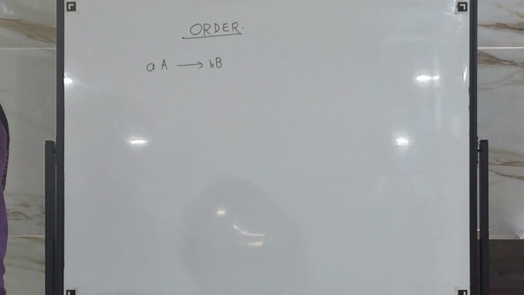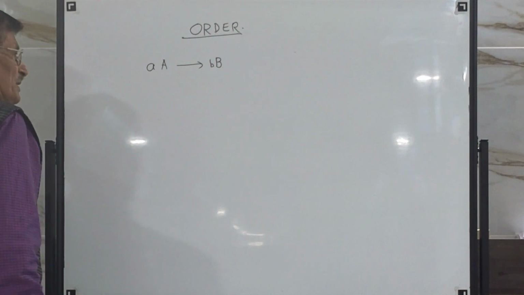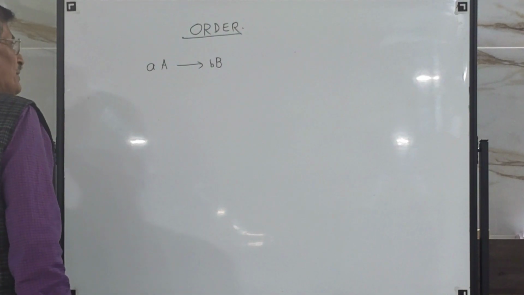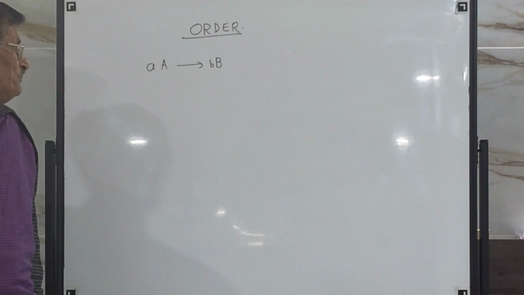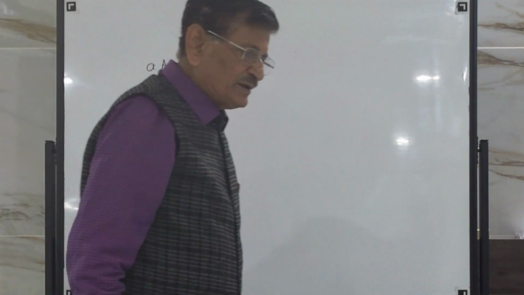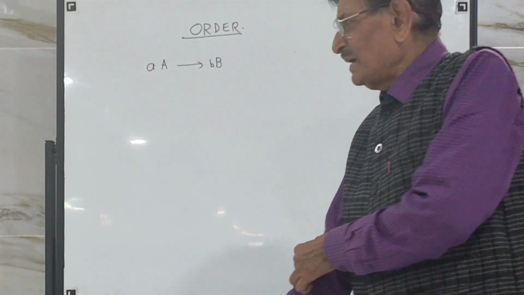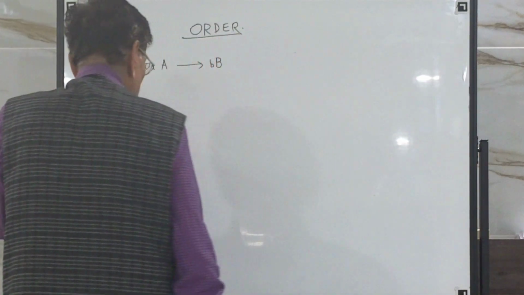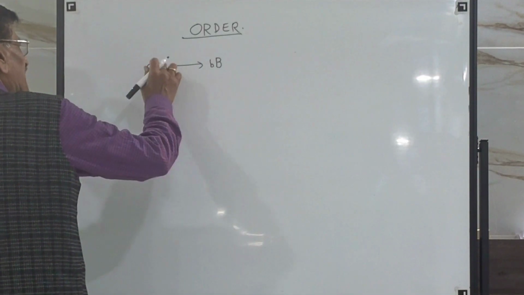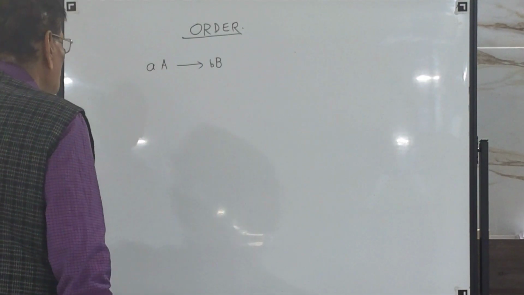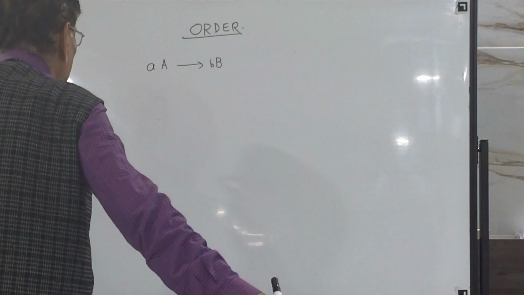Now, suppose we determine experimentally the rate law of this reaction: how the rate of this reaction is affected by change in the concentration of reactant A. Because we know that the rate of any chemical reaction depends upon the concentration of the reactant. Higher the concentration of reactant, higher will be the rate of reaction. So we want to see how many times the rate increases when concentration of A is doubled.